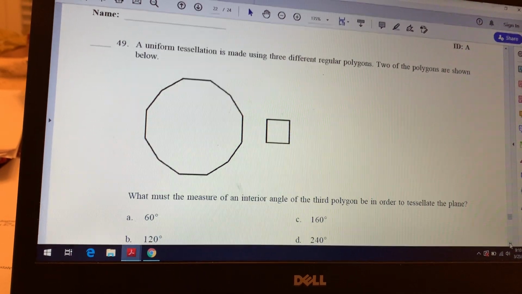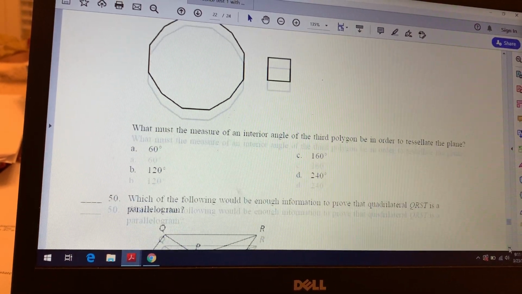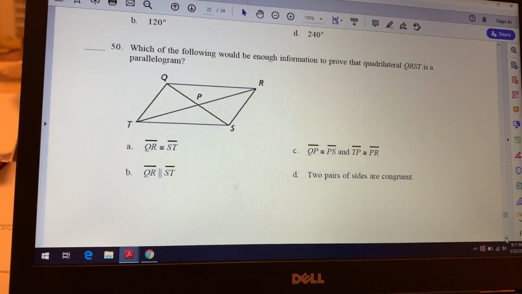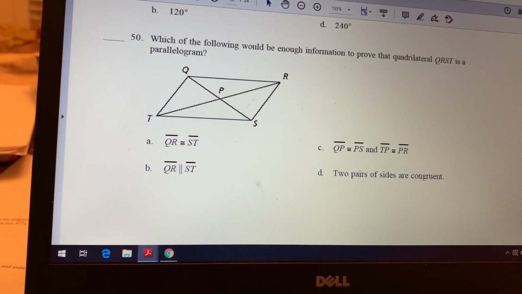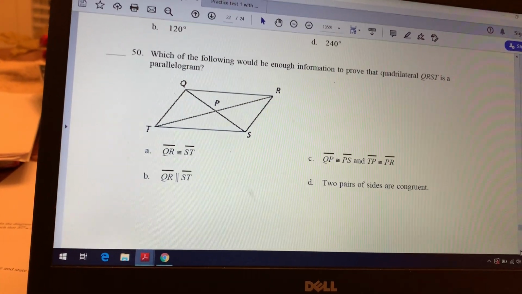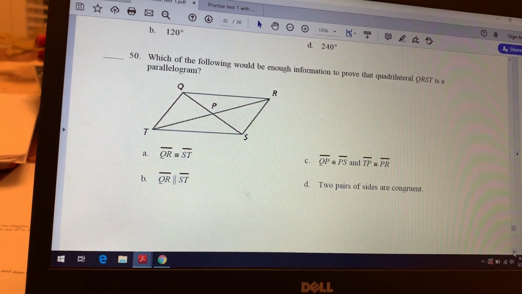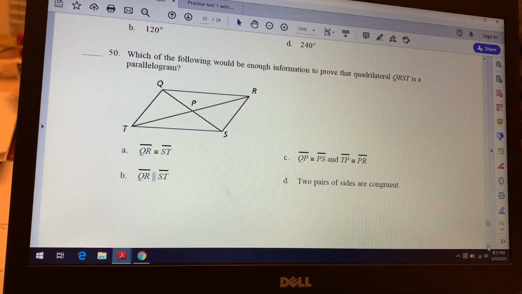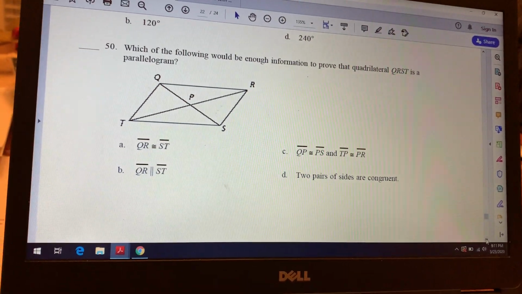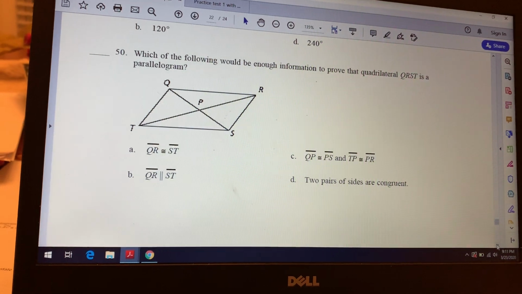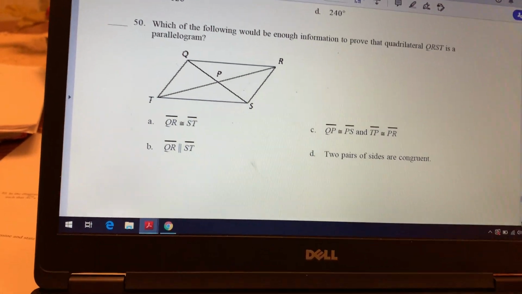49 again. Don't teach y'all what tessellations are, so don't worry about it. 50. All right. Which of the following would be enough to prove that quadrilateral QRST is a parallelogram? We did learn about parallelograms. So again, the 4 rules about parallelograms are that the pairs of opposite sides are congruent and parallel. That's rule 1. Opposite angles are congruent is rule 2. Consecutive angles are supplementary is rule 3, and the diagonals bisect each other is rule 4.